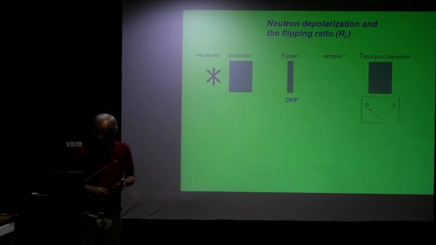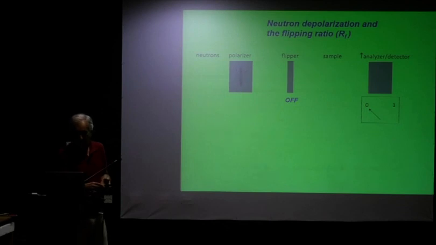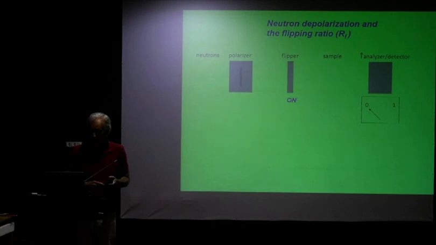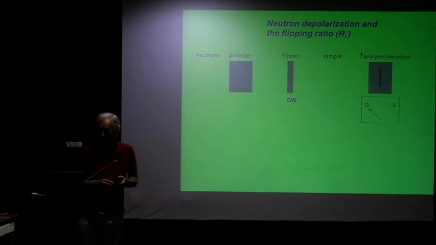So, the neutrons come in, they get polarized, and if the flipper is off, it goes to the analyzer and it reads something. Okay? Good. In the other case, if you turn your flipper on, then when the neutron goes through, it's going to be flipped, and it's going to go into the detector, and it's not going to see anything.